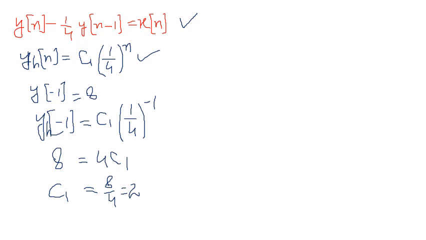So the natural response represented by y n, and here we write the n, is equal to, just replacing the coefficient value in the homogeneous solution, we get the natural response. So this will be equal to 2 into 1 by 4 power n.